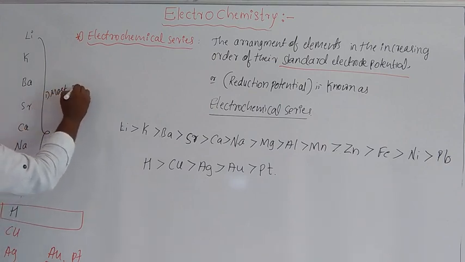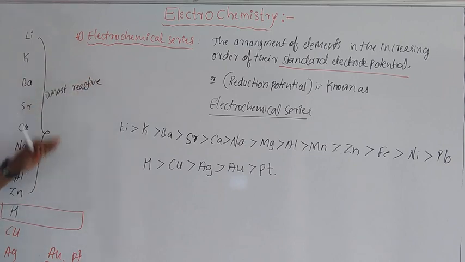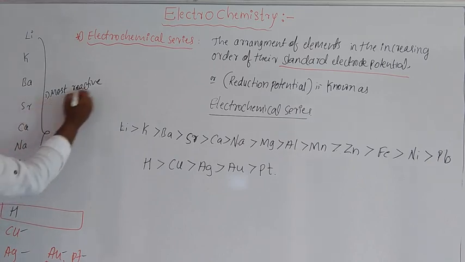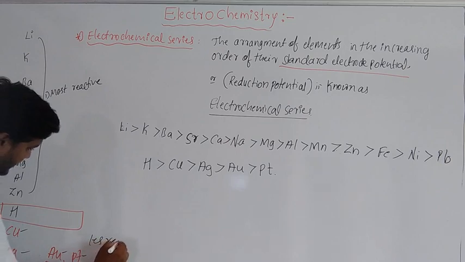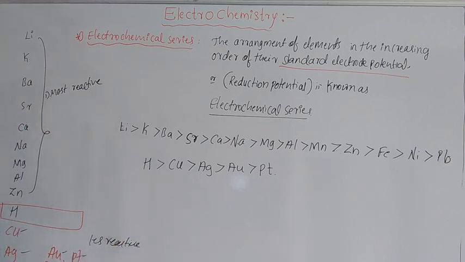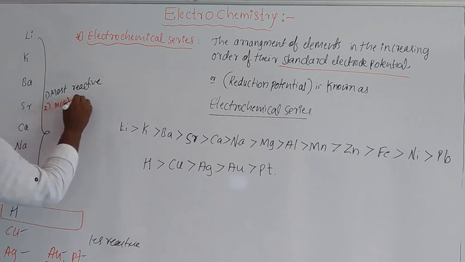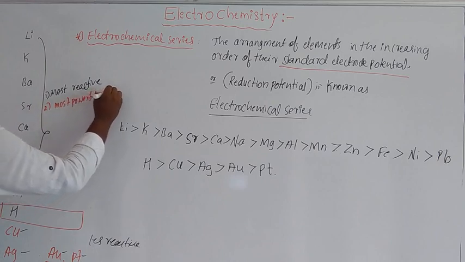First condition: these are the most reactive metals as compared to the metals present below hydrogen. So here these are most reactive, these are less reactive. The metals present above the hydrogen are most reactive, the metals present below the hydrogen are less reactive. And the second point: the elements or metals present above the hydrogen are the most powerful reducing agents.